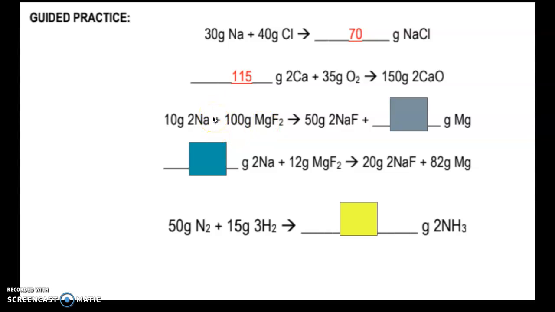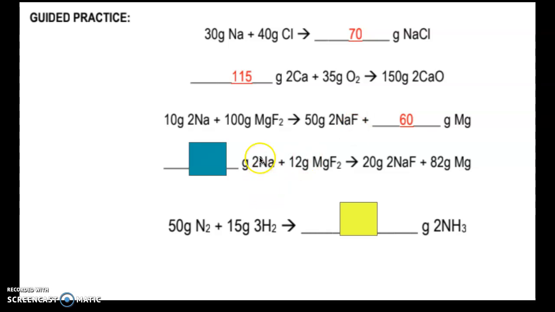Now if we look at the third one, or the gray one, we have 10 grams of sodium plus 100 grams of magnesium fluoride equals 50 grams of sodium fluoride plus how many grams of magnesium? So we know we have 10 plus 100 equals 110. And then we know that of that 110, because what is on the reactant side must equal the product side, we know that 50 grams of our product comes from the sodium fluoride. So we take 110 minus 50, which equals 60. So we should have 60 grams of magnesium left.